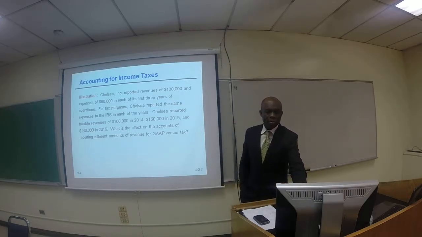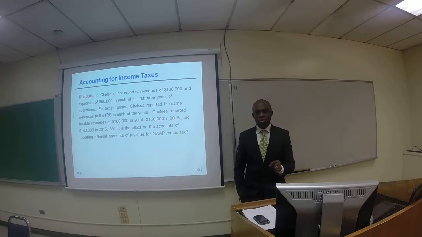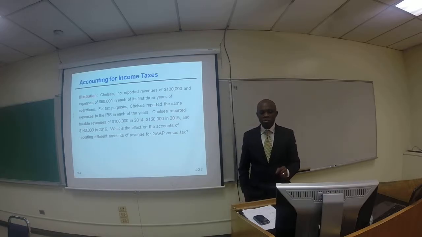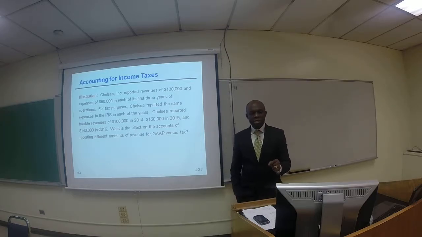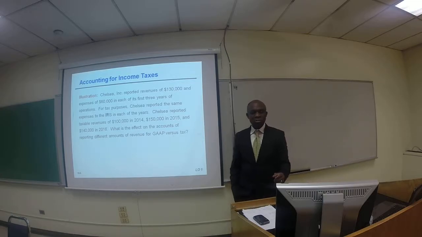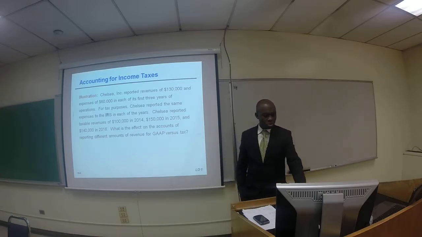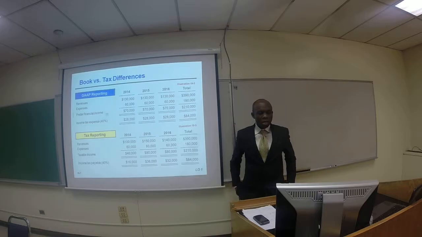So again, C Inc. reported revenues of 130 and expenses of 60 in each of its first 3 years of operations. For tax purposes, C reported the same expenses to the IRS in each of the years. Chelsea reported taxable revenue of 100,000 in 2014, 150,000 in 2015, and 140,000 in 2016. So we are going to take a look at the different amounts in terms of what is taxable between GAAP versus IRS code. Now, let's take a look at the differences here.